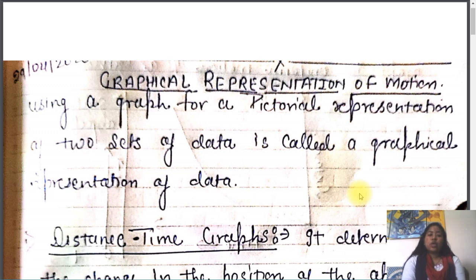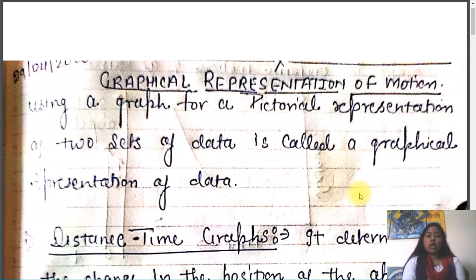After that, today we are going to start our next topic, the graphical representation of motion. Very first, we will talk about what graphical representation is. Whenever we are plotting a graph of any values or variables, a graph always depends on two variables or two values.